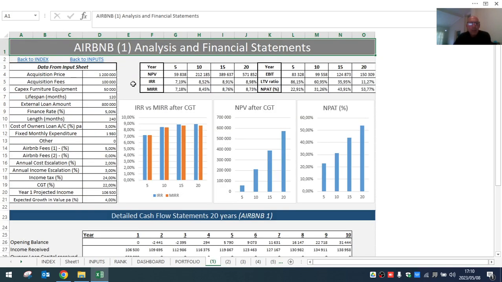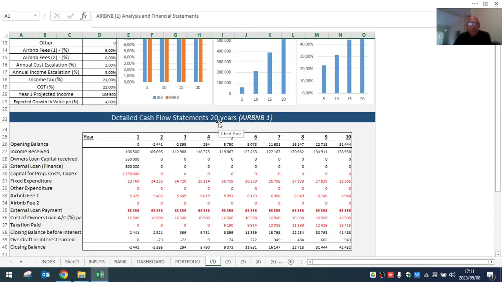Now, each proposition will have the exact same data, valuations, etc. On the left-hand side, for your convenience, you'll see this is the data that you have captured in your input sheet. You've got your net present values on 5, 10, 15, 20 years, internal rate of return, modified internal rate of return, earnings before interest and tax, your loan to value ratio, you can see how that declines over the time period, and your net profit after tax percentage, and a bit of visual graphs.